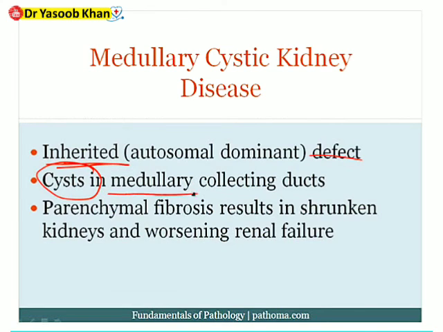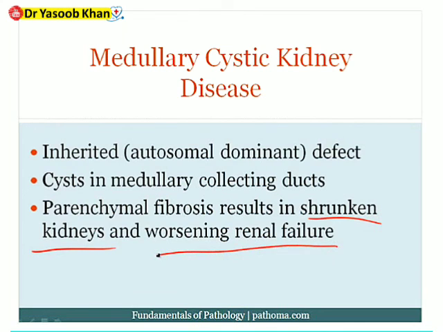However, the cysts are in the medullary collecting ducts of the kidney, hence the name medullary cystic kidney disease. So that's one key distinction from polycystic kidney disease, is that here the cysts would be in the medullary collecting ducts. A second important distinction from polycystic kidney disease is the fact that these patients have shrunken kidneys. Now remember that in polycystic kidney disease, whether it be adult form or juvenile form, the kidneys will be enlarged. However, in medullary cystic kidney disease, the kidneys are shrunken and the patients will present with worsening renal failure.